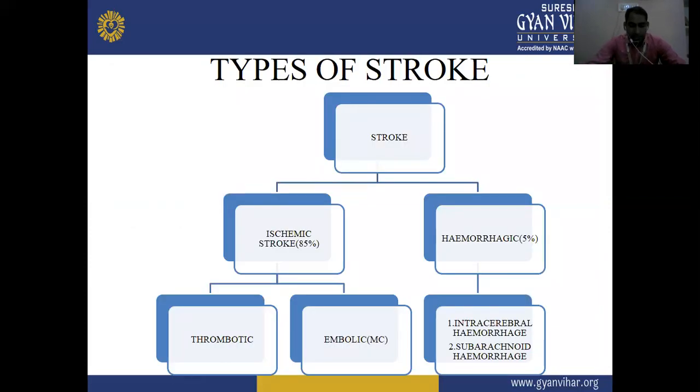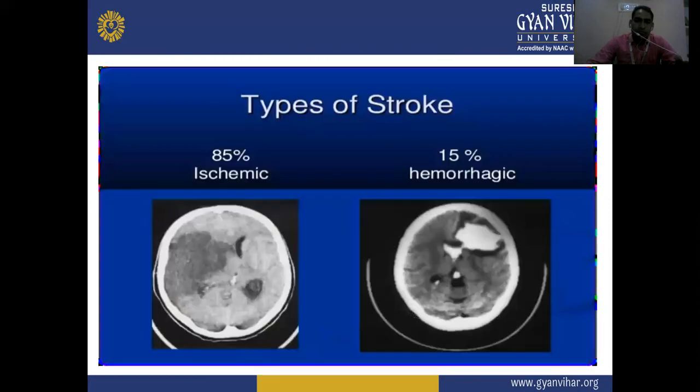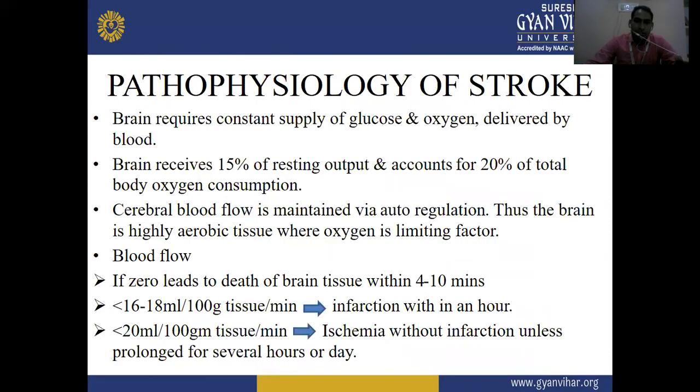Intracerebral hemorrhage is an emergency condition in which a ruptured blood vessel causes bleeding inside the brain. Subarachnoid hemorrhage is most often caused by a burst blood vessel in the brain. These are the types of stroke: 85% ischemic stroke and 15% hemorrhagic stroke.